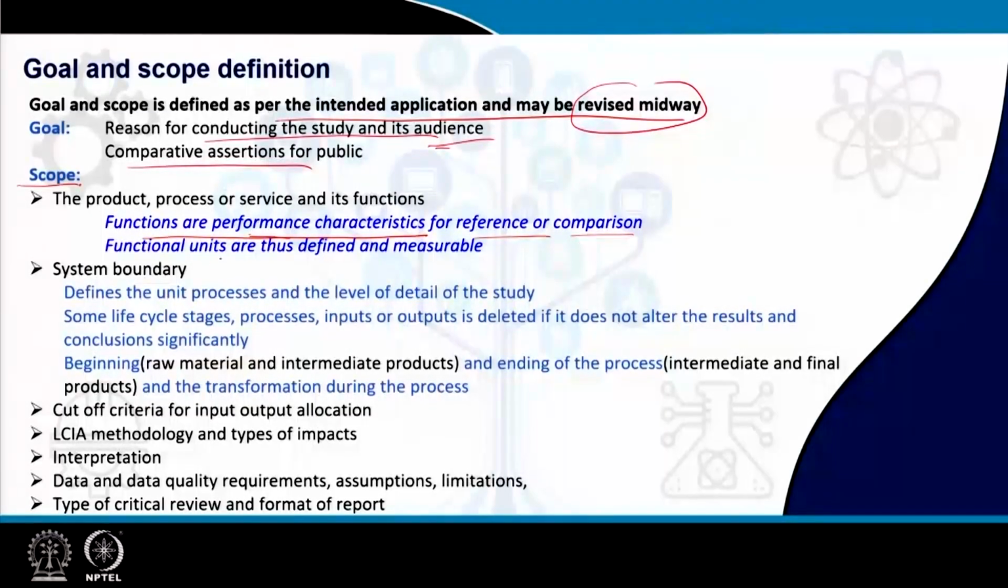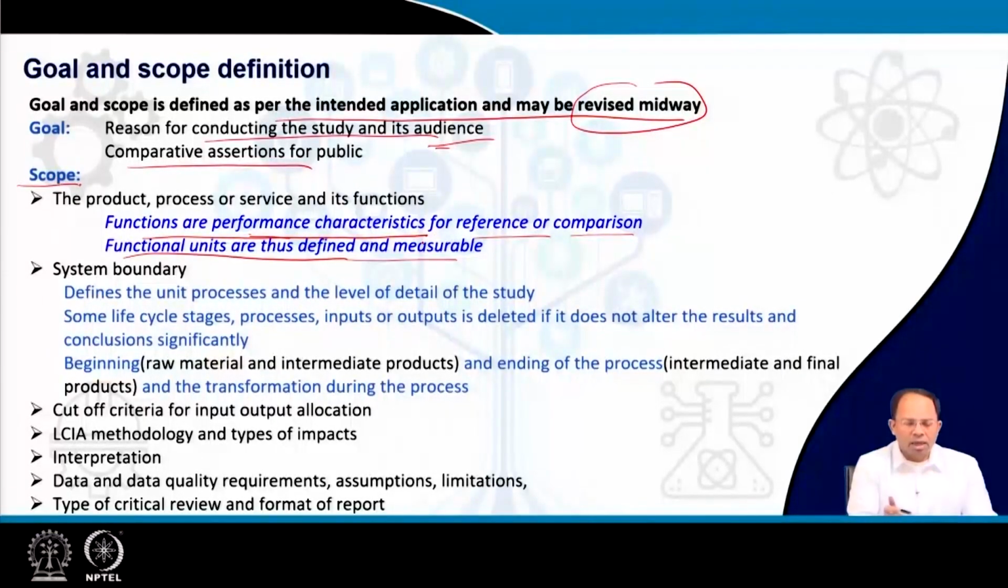And functional units are thus defined and measurable, right? So functions are performance characteristics. That means whenever we are comparing different products, we break it into different functions, and those are the ones which can be compared. I will give you some examples later.